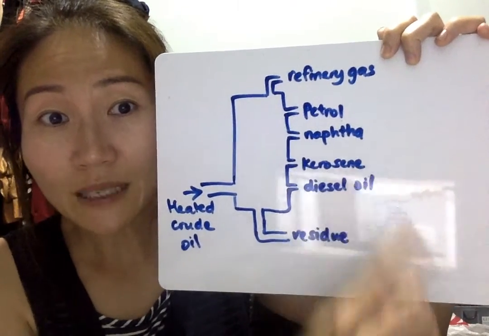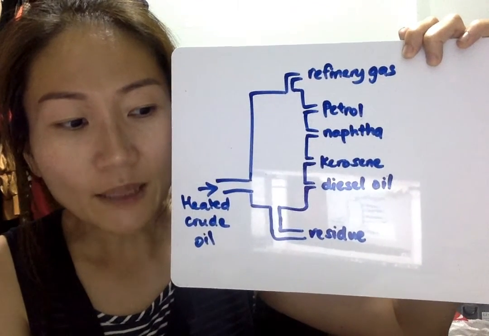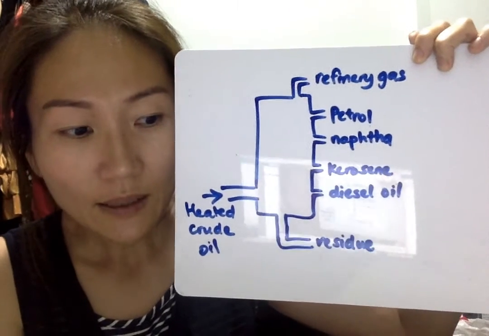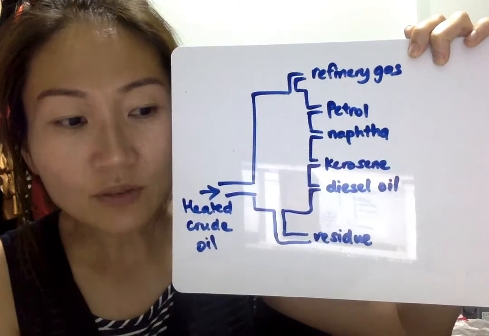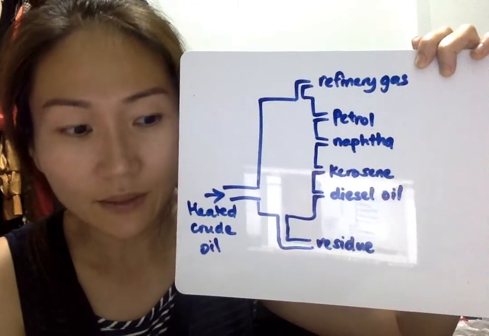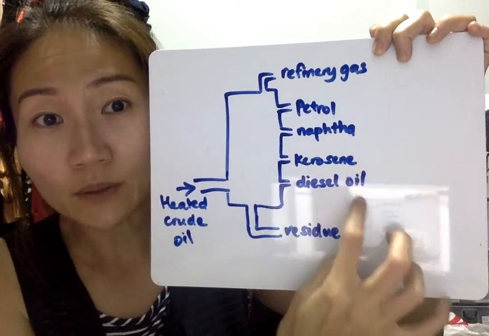Now we move down to kerosene. Kerosene or paraffin has a boiling point range between 180 to 250 degrees Celsius. The number of carbon atoms per molecule ranges between 10 to 16. It is used as a jet fuel or aircraft fuel.